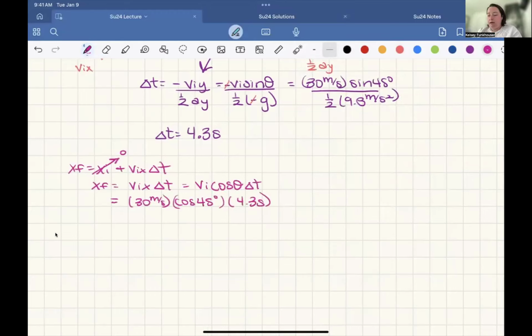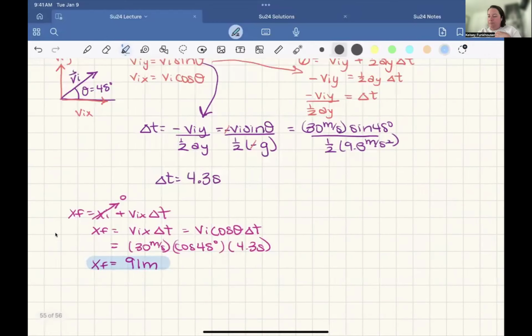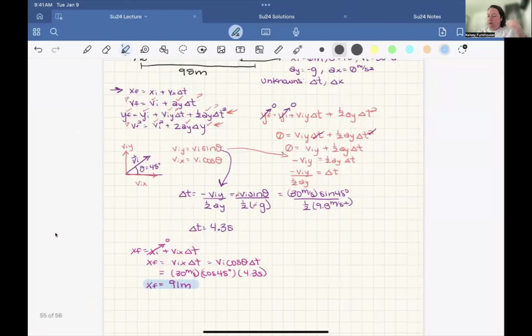Let's check. 30 cosine 45 times 4.3. Yeah, nope. That puts us at 91 meters. So it is gonna hit the ground before the ball reaches the goal. So bummer for the goalie. They can't kick it all the way to the other goal, which I mean, it's reasonable. That's a very far distance.